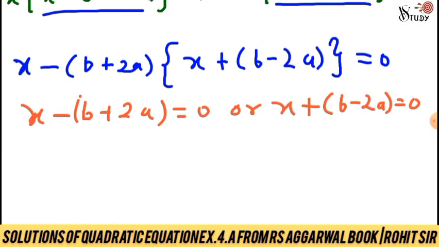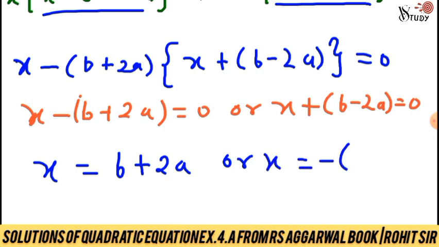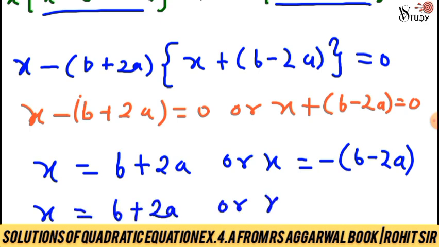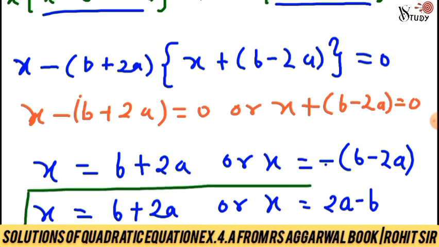Now we can write x is equal to positive b plus 2a, or x is equal to negative (b negative 2a), or we can write x is equal to b plus 2a, or x is equal to, multiply this negative sign inside the bracket, then we have positive 2a and negative b. When the negative sign multiplies in the bracket, the positive number in the bracket becomes negative, and negative numbers in the bracket become positive. This is a very basic concept you have studied in the previous classes, I think. This is the answer of this quadratic equation.